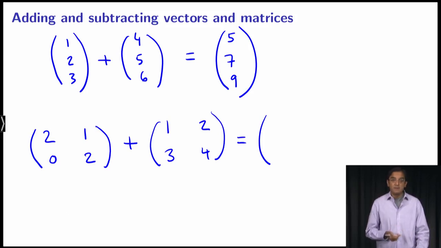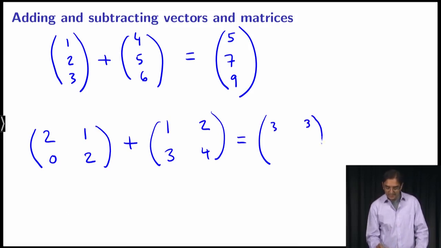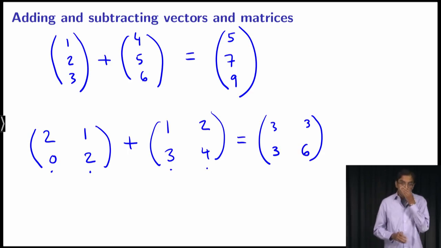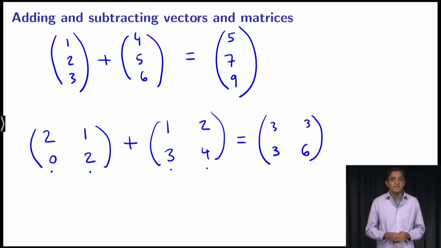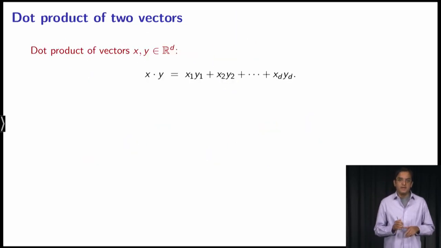We just add them up entry-wise. So 2 plus 1 is 3, 1 plus 2 is 3, 0 plus 3 is 3, and 2 plus 4 is 6. Okay, so adding and subtracting is easy. What's much more interesting is multiplying. And all we'll talk about today is the most basic kind of product, the dot product between two vectors. Okay, the simplest sort of product.